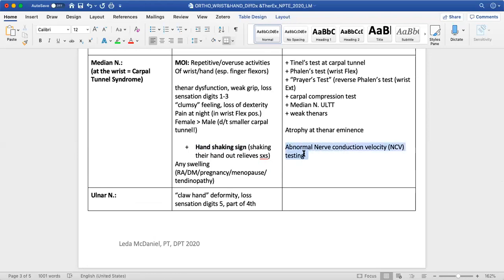The gold standard for this would be nerve conduction testing, so an abnormal nerve conduction test, so NCV or EMG testing of that nerve would be kind of the gold standard to diagnose. However, you are going to see this cluster of signs and symptoms that is going to help you diagnose. So thenar dysfunction, because the median nerve supplies thenar muscles.